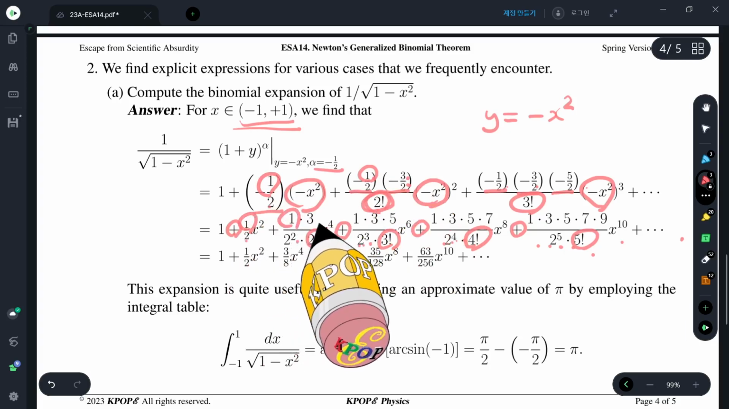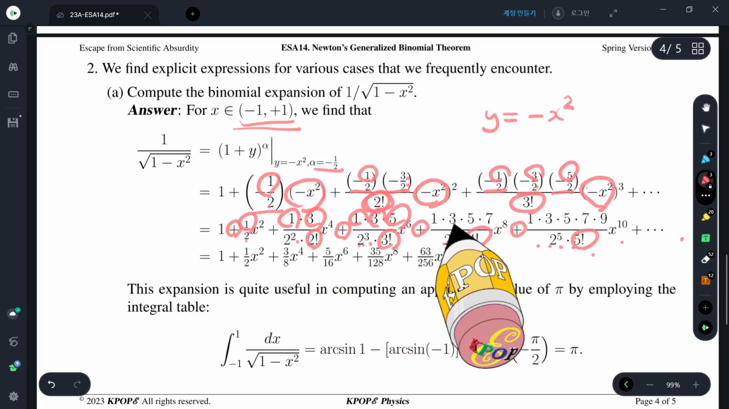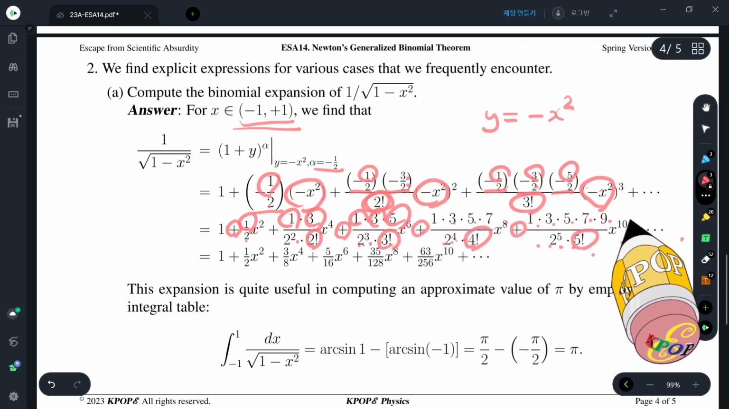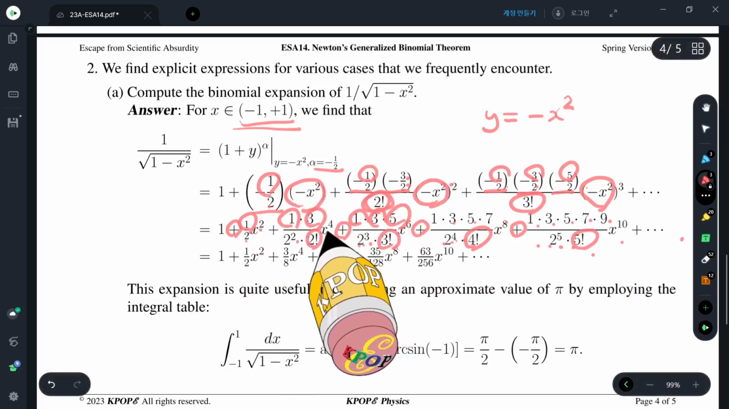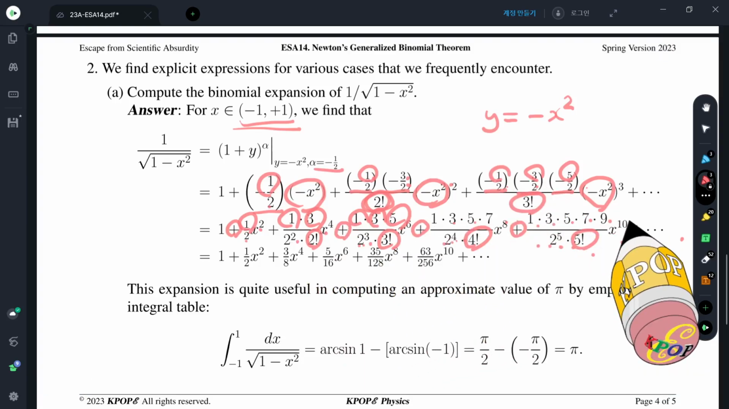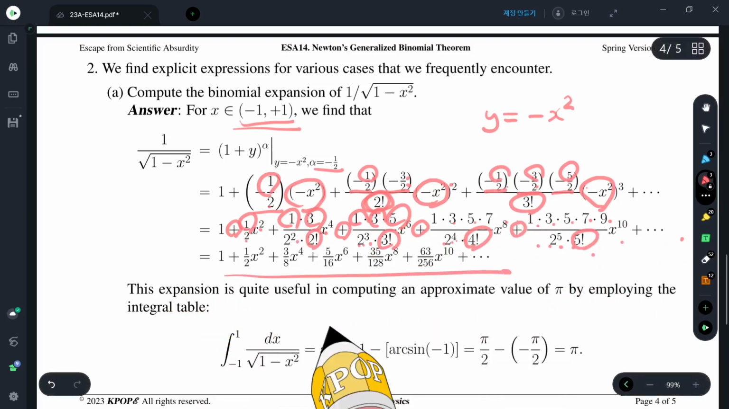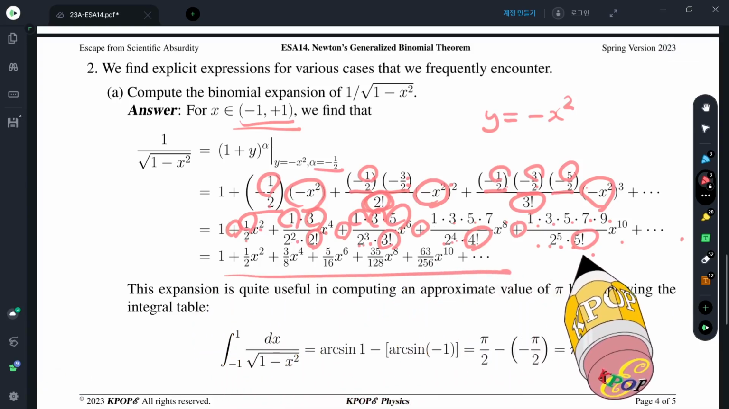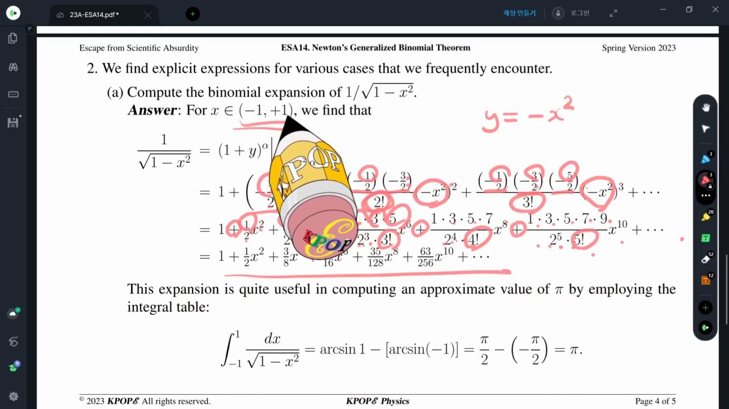1 times 3, 1·3·5, then 1·3·5·7, 1·3·5·7·9, and so on. What are the powers? x squared, x to the fourth, x to the sixth, 8, 10, even powers. So if I compute everything all together, it becomes this kind of expansion. This infinite series reproduces this expression in the region where x is between -1 and +1.